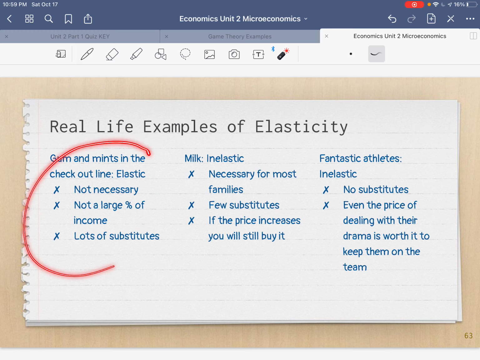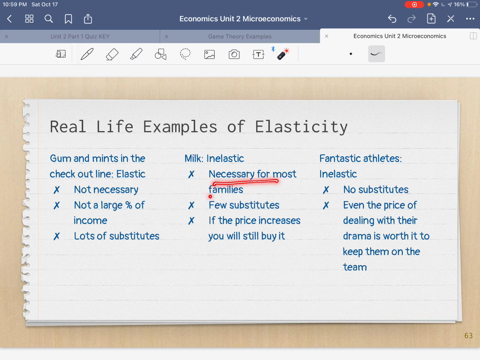Let me look at a few more examples here of elasticity. Let's talk about gum and mints in the checkout line. Those are pretty elastic. I don't have to have gum and mints. There's lots of different substitutes. If I want Icebreakers, but they go up in price, I can get Tic Tacs instead, okay? So they're very elastic. Whereas for most households, milk at the grocery aisle is pretty inelastic, right? There's very few substitutes. You can get almond milk or soy milk, but gross. You can get Walmart brand, Kroger brand, or a name brand, but that's still very few substitutes, okay?